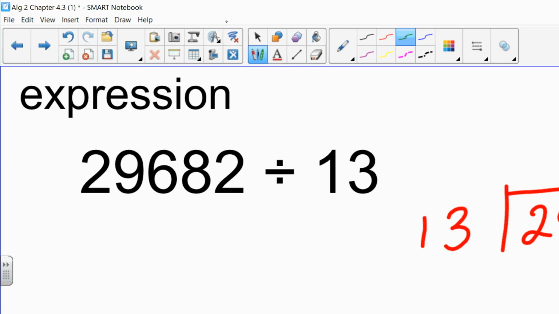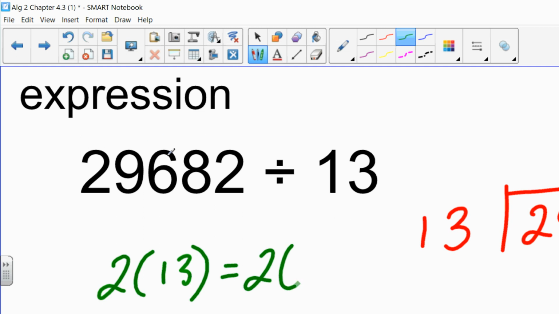Now, what would we do first? See how many times 13 will go into what? 29. Well, we would start with 2, exactly. And 13 won't go into 2, so we move over 1 and see how many times 13 will go into 29. Twice. Then we do 2 times 13, and 2 times 13 is 26, so we place 26 under 29 and then we would subtract.